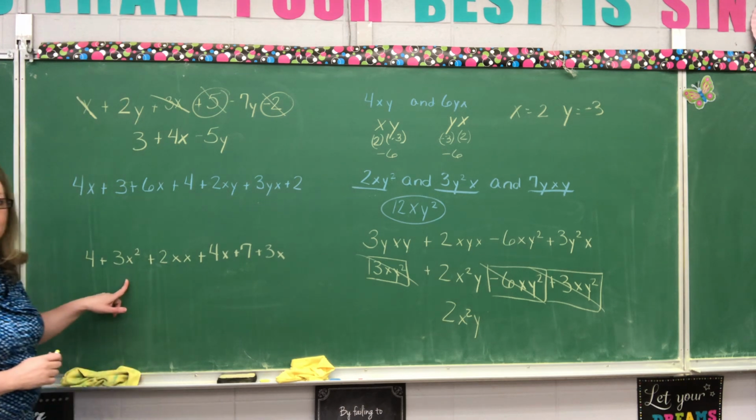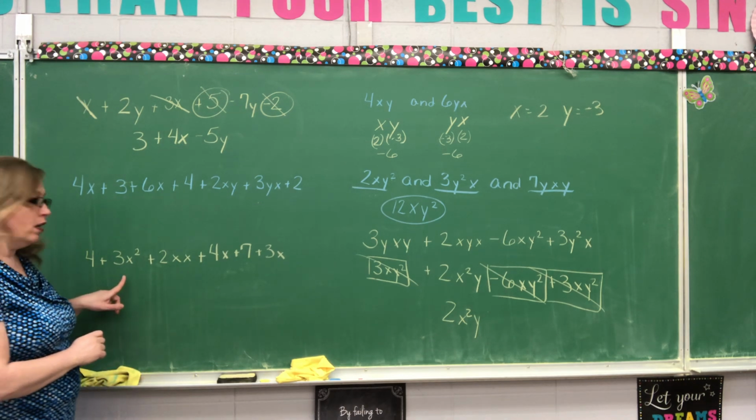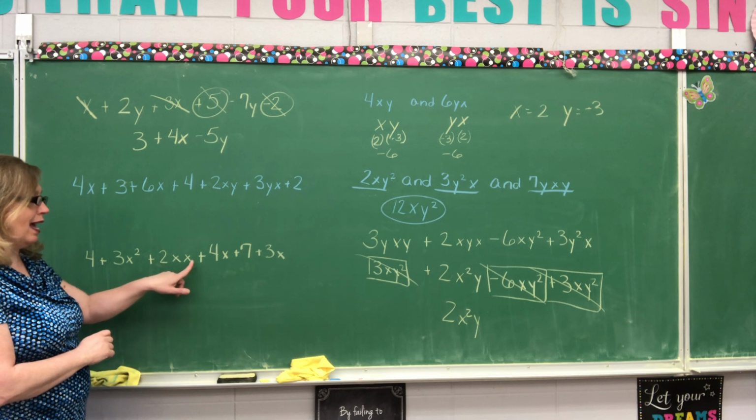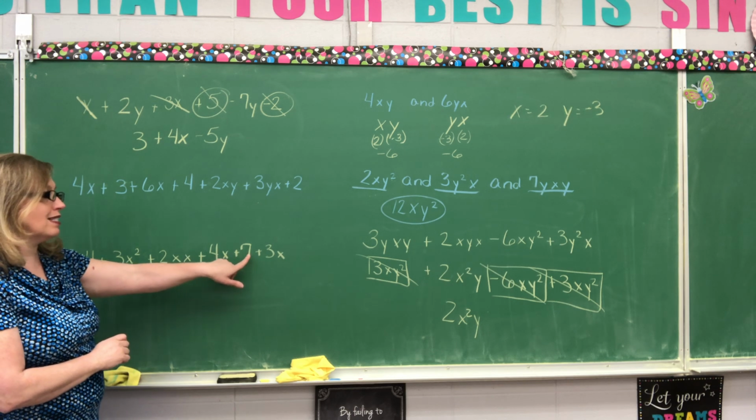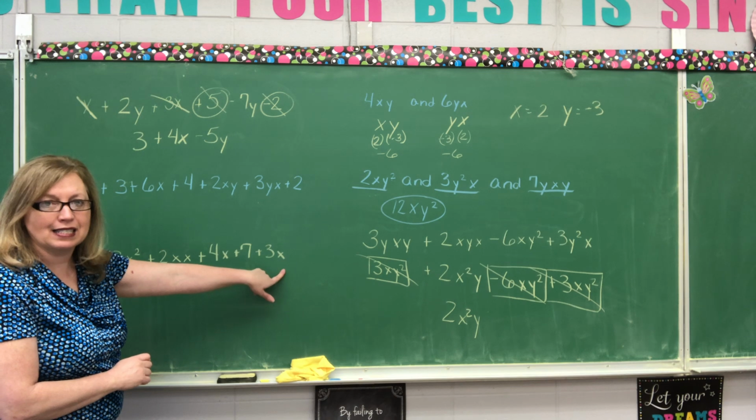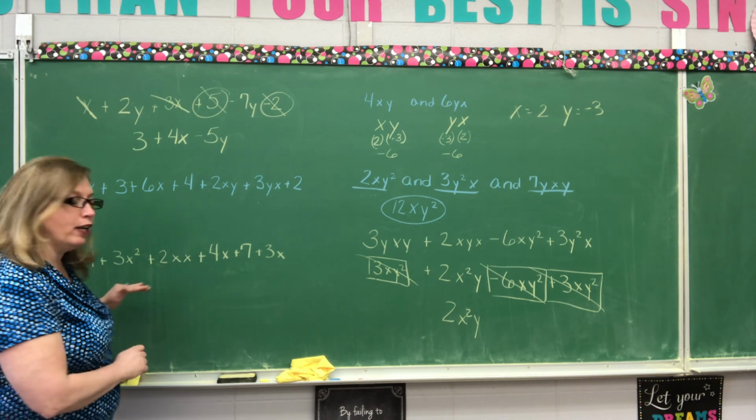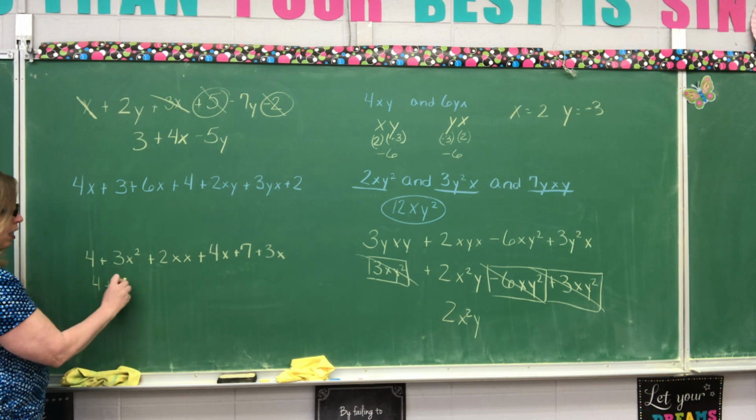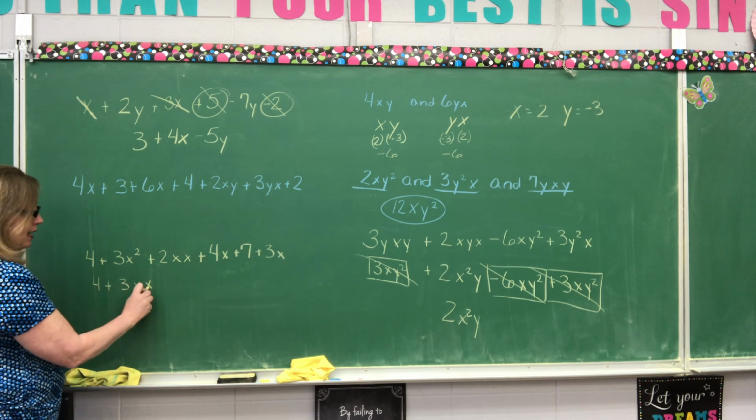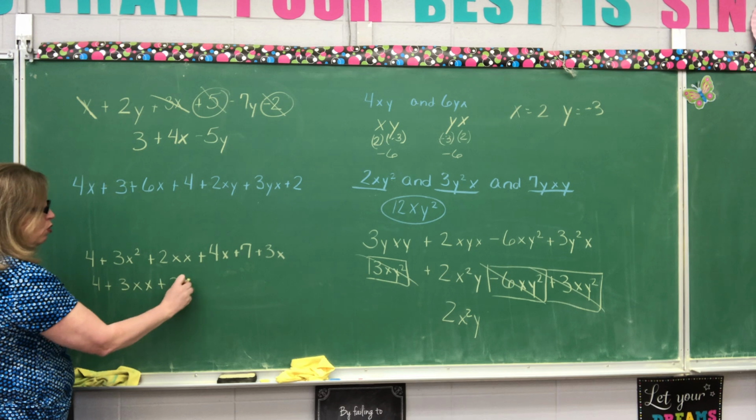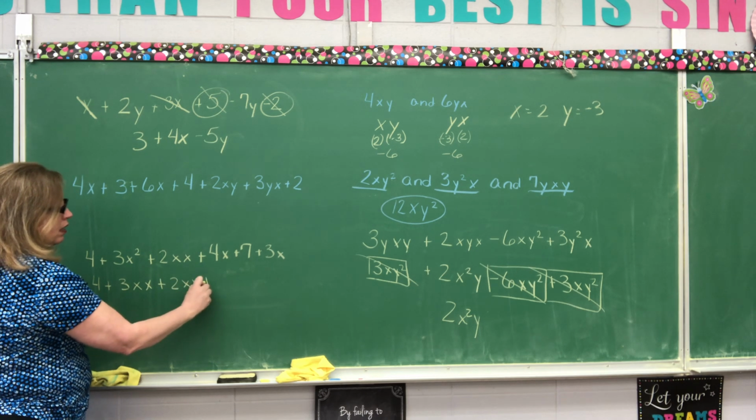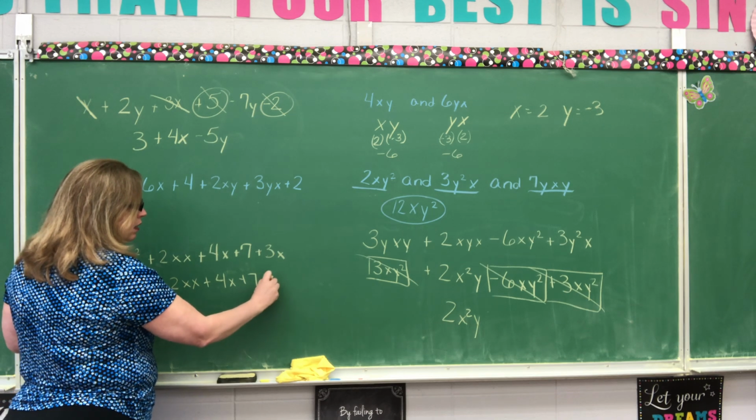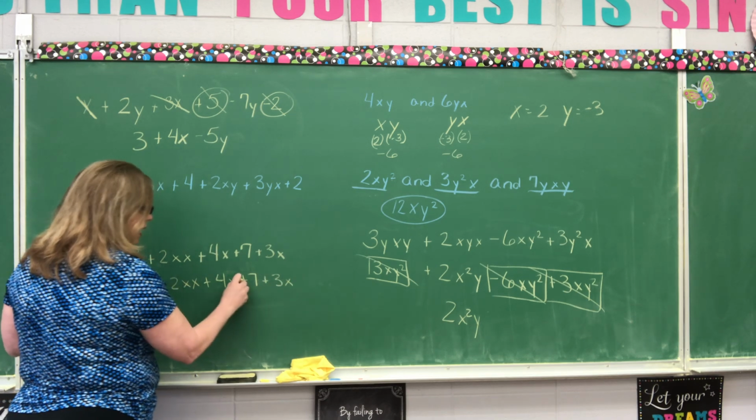Let's try this one over here. We have 3x squared plus 2xx plus 4x plus 7 plus 3x. Okay, let's break it apart so we know what we're looking at. We have 4 plus 3xx plus 2xx plus 4x plus 7 plus 3x.